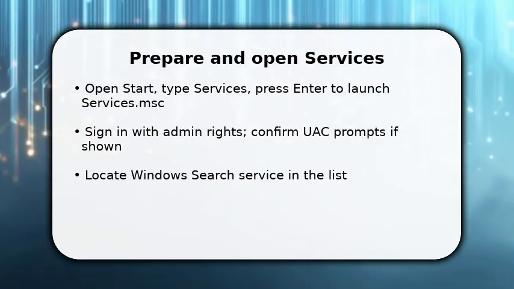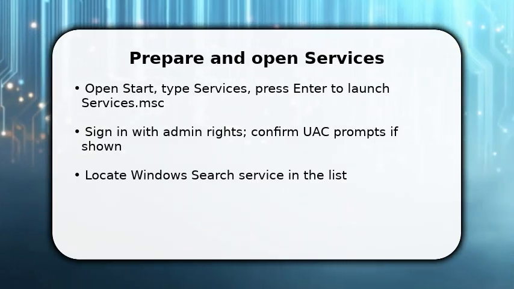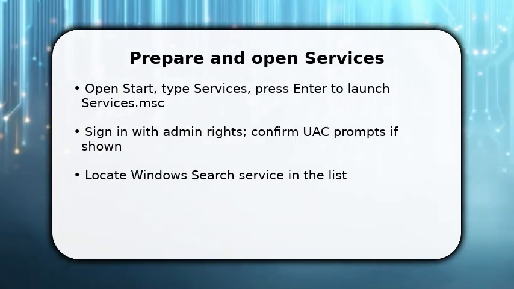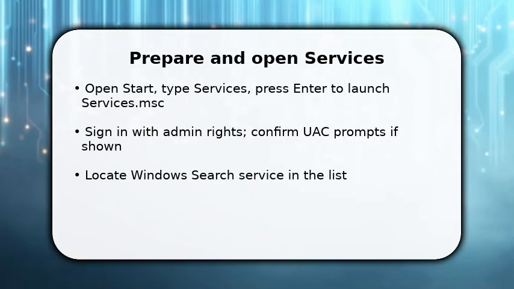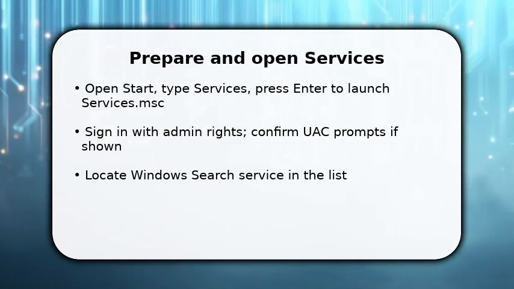You need admin access to change core services, so sign in now. Open Start, type Services, and press Enter to open Services.msc. Once the console appears, find Windows Search in the alphabetical list. This is the service that powers indexing and the taskbar search box.